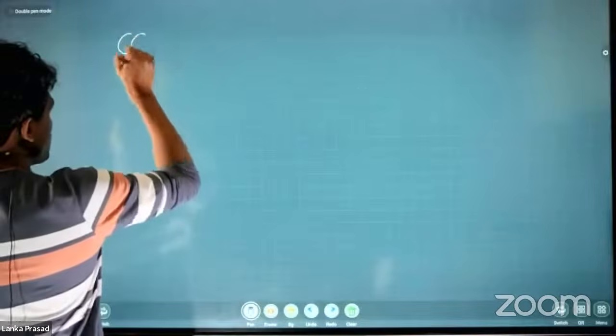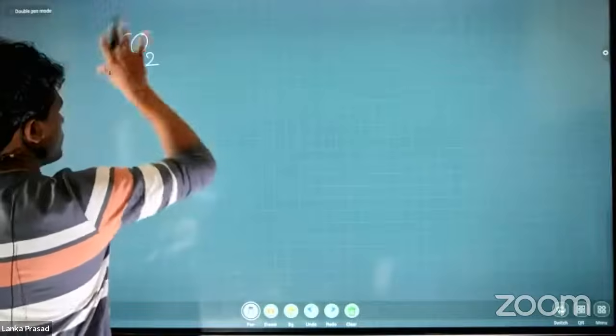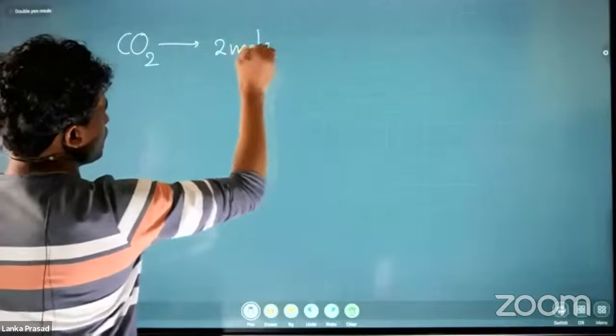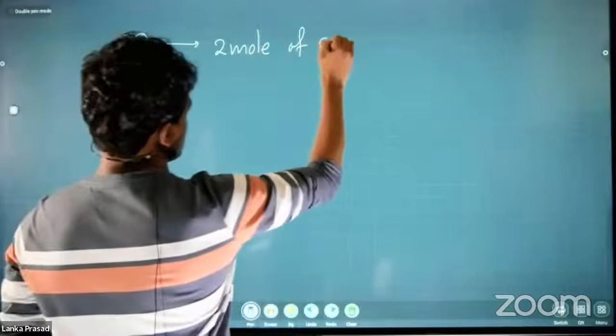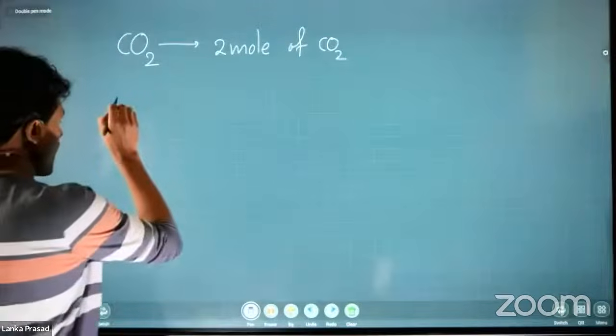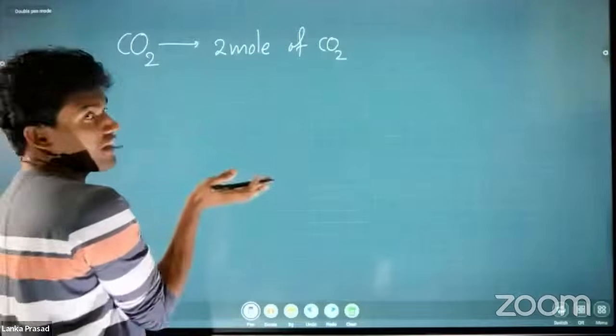Talking about carbon dioxide. Now we have taken 2 moles of carbon dioxide molecules. 2 moles of carbon dioxide. Now they ask, how many moles of oxygen are there?